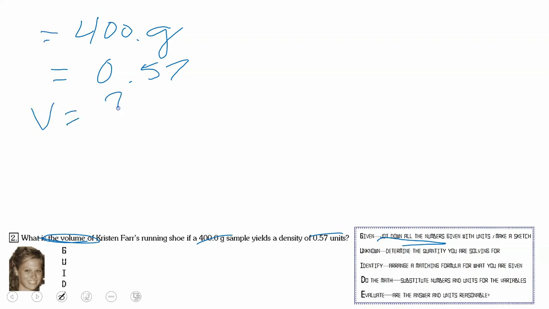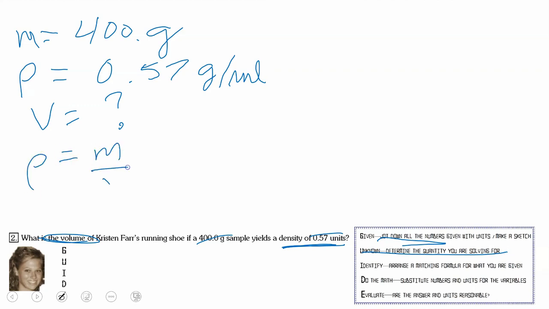The volume is what we're looking for. All right, mass is in grams, and then we have a density. Since we have grams here, we know this will be grams per milliliter or grams per centimeter cubed. So that's the density. We figured out we're solving for volume. Density is mass per unit of volume, but I'm wanting to solve for volume, so I need to get volume by itself.